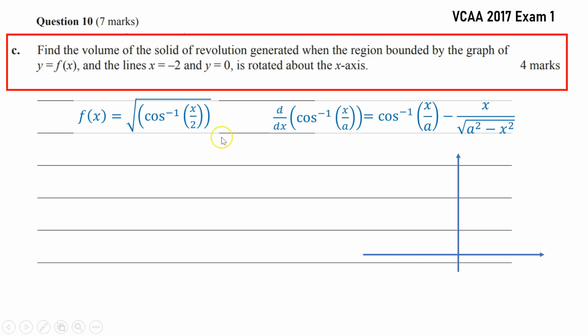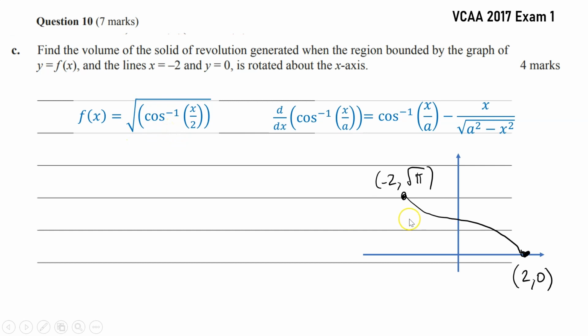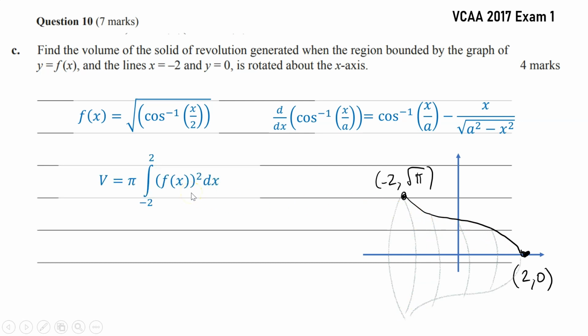But let's visualize a graph first, okay? So we know what an inverse cos graph looks like. So with the square root, we're just going to bring everything down a little bit. The shape is going to be roughly the same. Then we're going to rotate that around the x-axis. So if we can visualize a solid of revolution there, it looks a bit like a bell type shape. But then we're going to find that volume using our formula for the solid of revolution around the x-axis. So that's why we've got a f of x squared dx there.